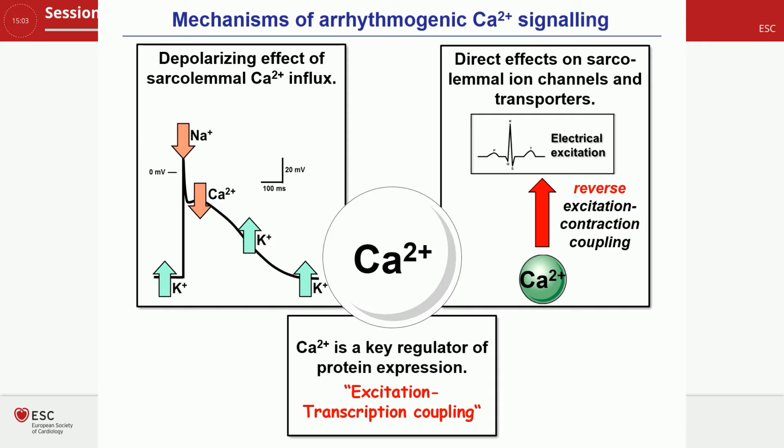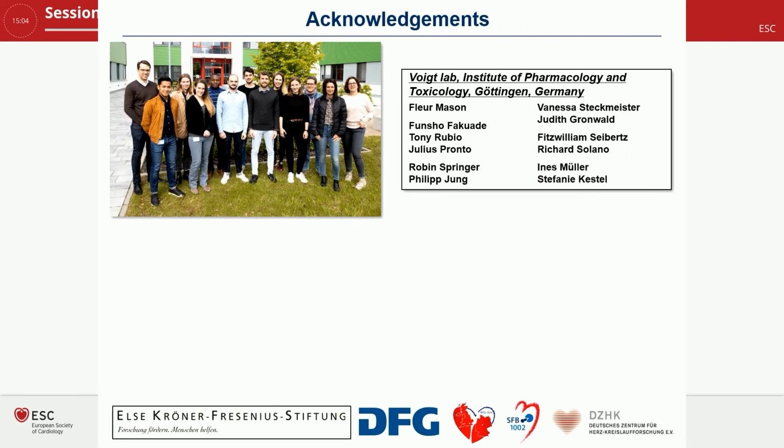So in order to summarize, I have hopefully convinced you that calcium handling can contribute to arrhythmias via its depolarizing effect of calcium influx into the myocyte. Calcium can also modulate ion channels or transporters and thereby contribute to alternans or to DADs. And also calcium is a key regulator of protein expression, and this is termed excitation-transcription coupling. And keep in mind that this not only happens in atrial myocytes or ventricular myocytes, but could also contribute via modulation of cardiac fibroblasts.